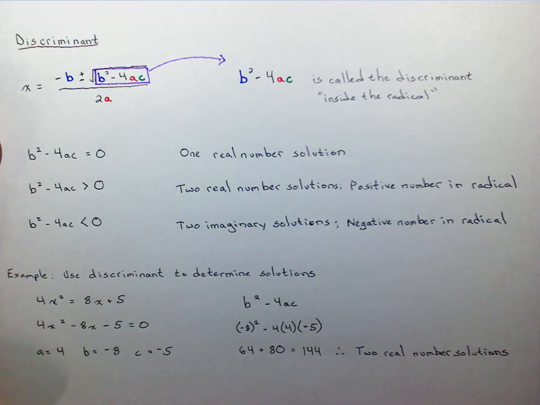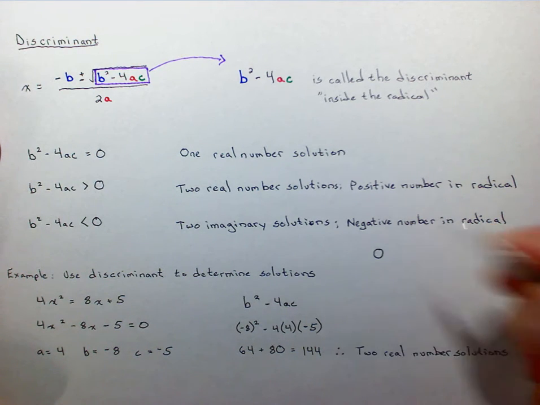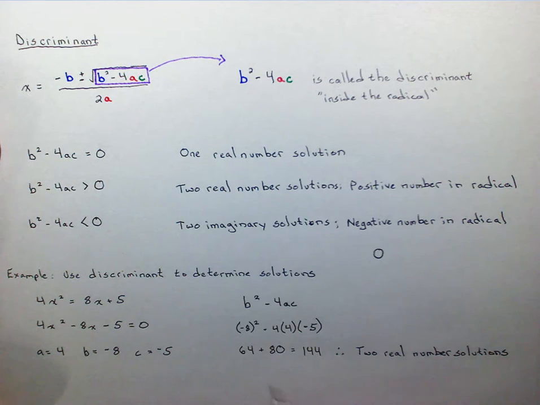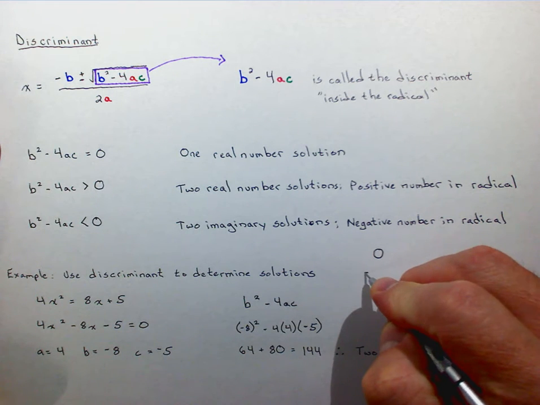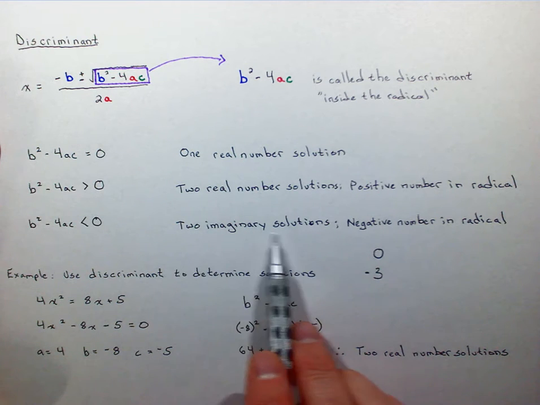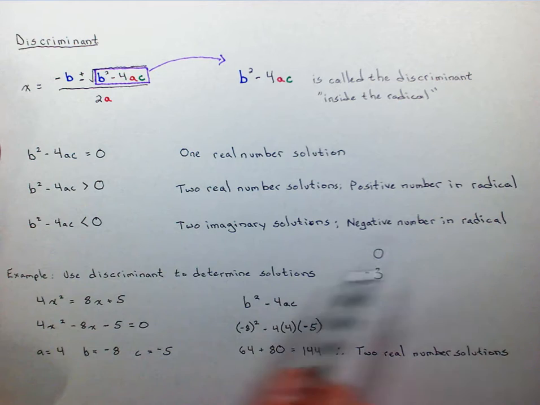So very simply, if I solve the problem and I end up with 0, then I know that I have one real number solution. If I solve the discriminant and I end up with a negative number, like -3, then I know that I'm going to have two imaginary solutions because there will be a negative number under the radical.